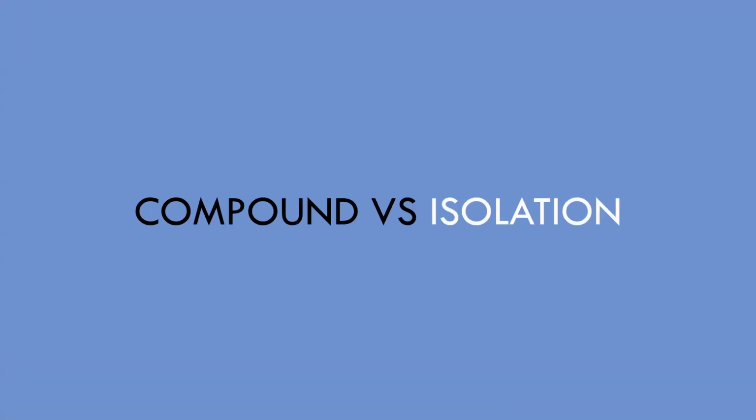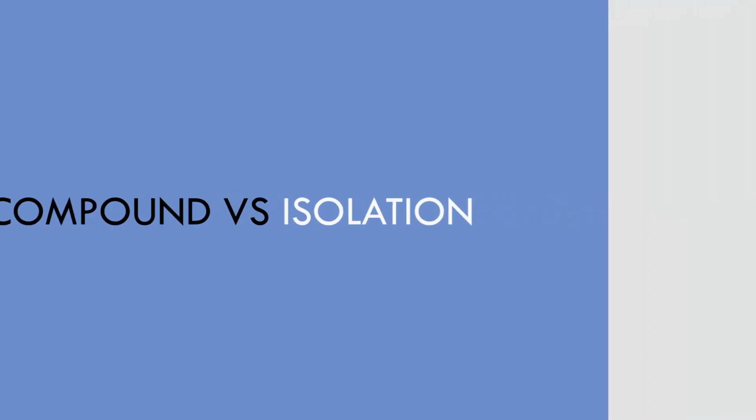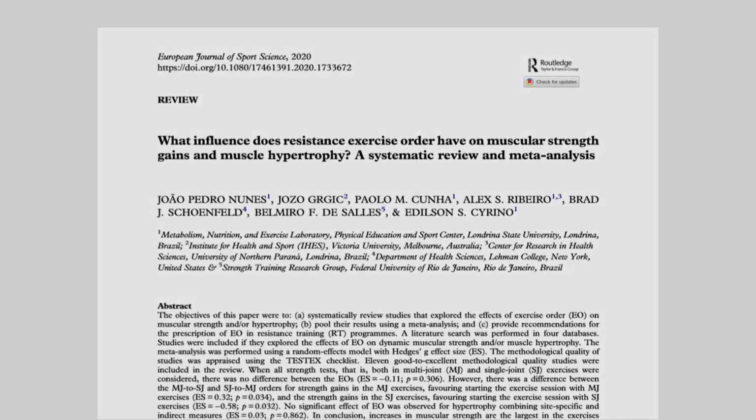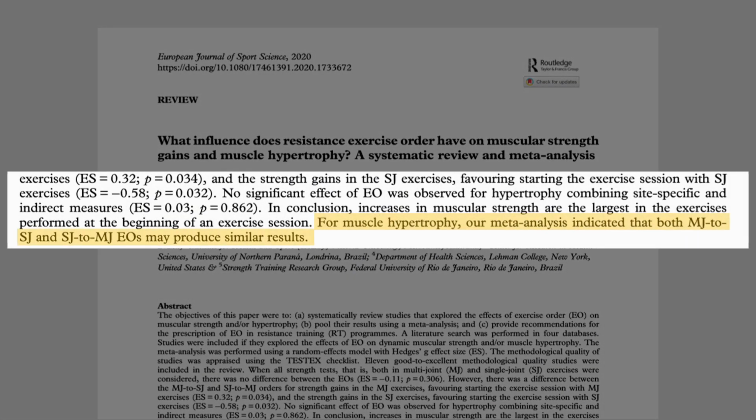Next, we'll explore how exercises should be structured in a training session. This refers to what order the exercises are placed in an individual session. The first factor regarding exercise order is compound versus isolation lifts. This meta-analysis showed that there was no difference in muscle hypertrophy whether compound lifts or isolation lifts were performed first in a session for an individual muscle group. Therefore, it probably doesn't matter if compound or isolation lifts are performed first if volume is equated.